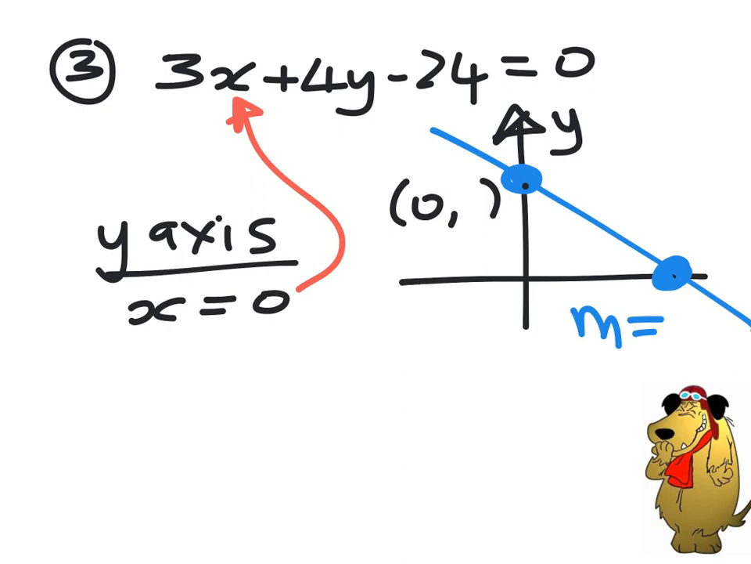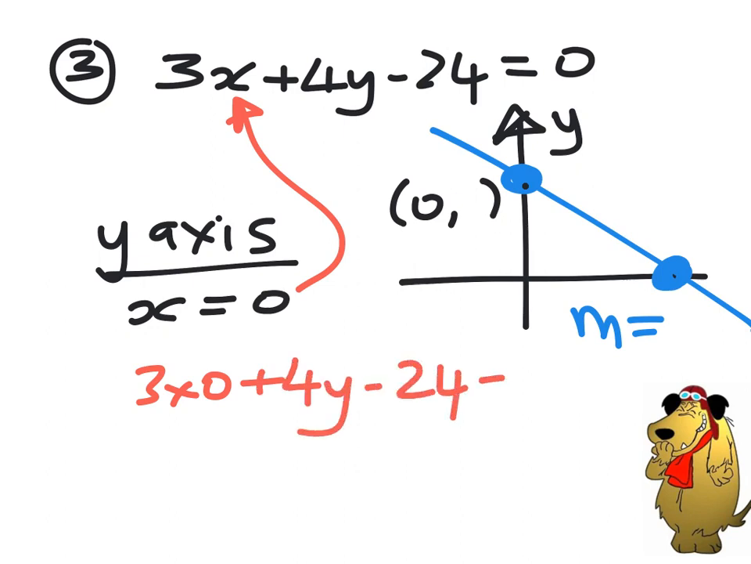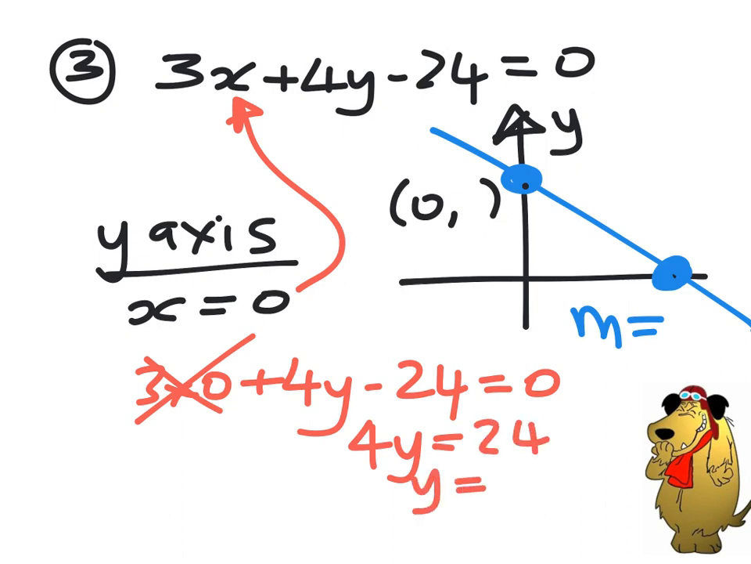So I'm going to have 3 times 0 plus 4 times y. Take away 24 is equal to 0. So 3 times 0 means this is going to disappear. So I've got 4y is equal to 24, so that gives me y is equal to 6. So this point here is 0, 6. Now all you need to do is repeat that process, but for the x-axis.